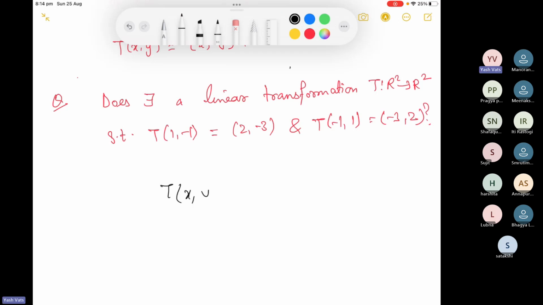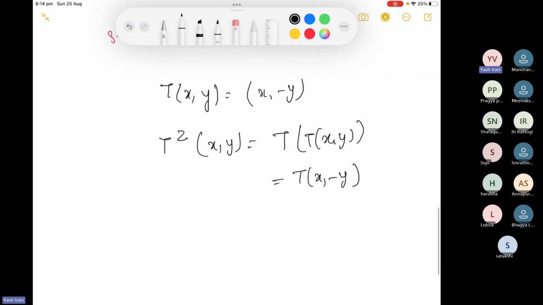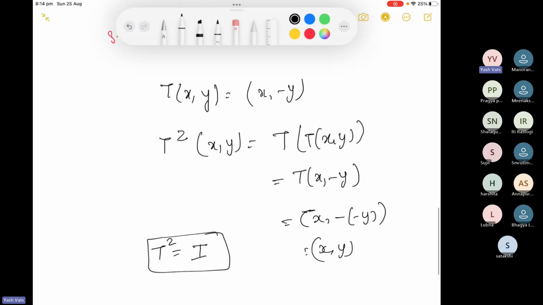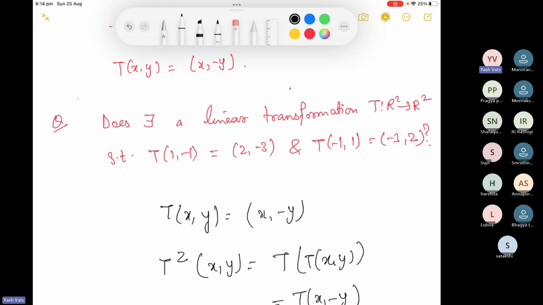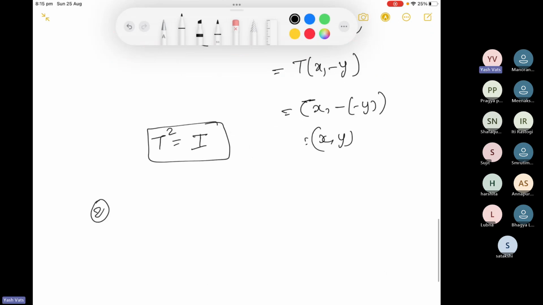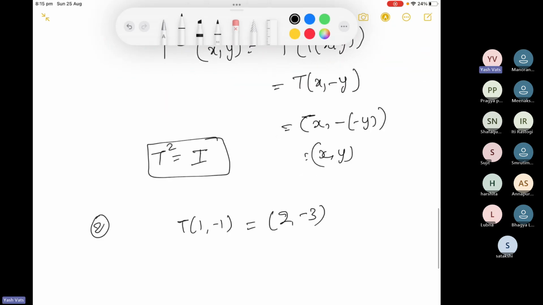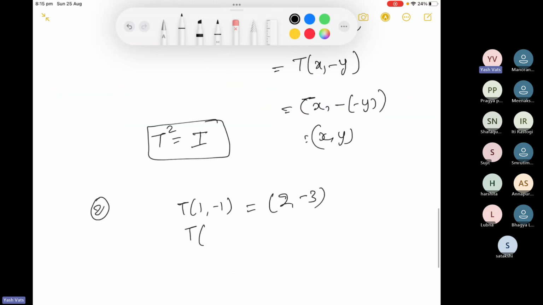So T(x, y) is x minus y. We want to check T squared of (x, y), which is T composed with T(x, y), that is T(x minus y), and that is x minus y... so that is (x, y). It means that T squared is identity. Is it clear? The next question is, does there exist a linear transformation where T(1, -1) is (2, -3) and T(-1, 1) is (-3, 2)?